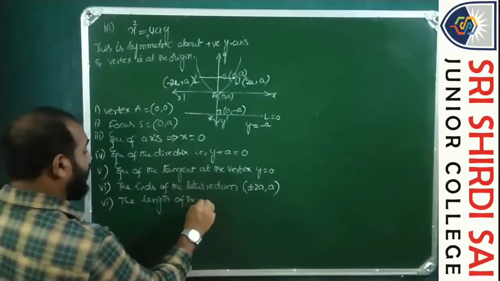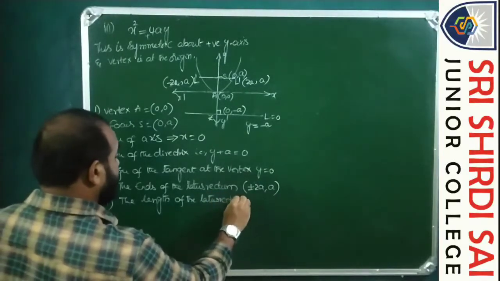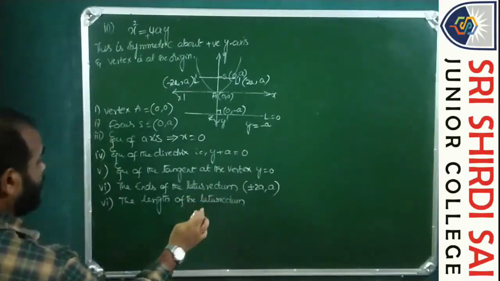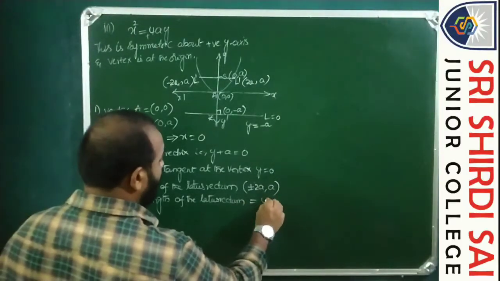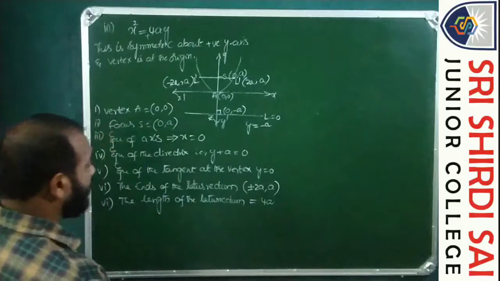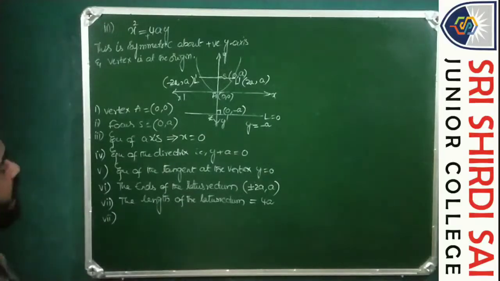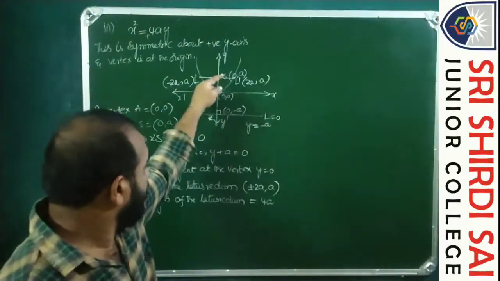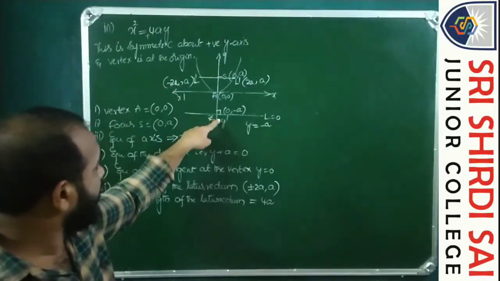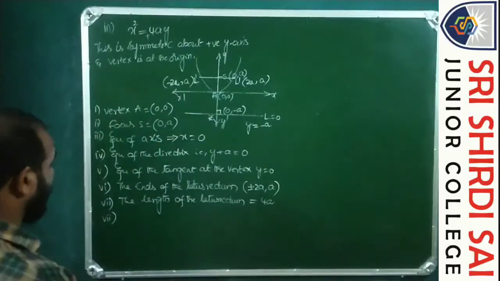The length of the lattice rectum is equal to 4A. And this is the 7th point. What is the next point that we have forgotten? It is the equation of the lattice rectum.